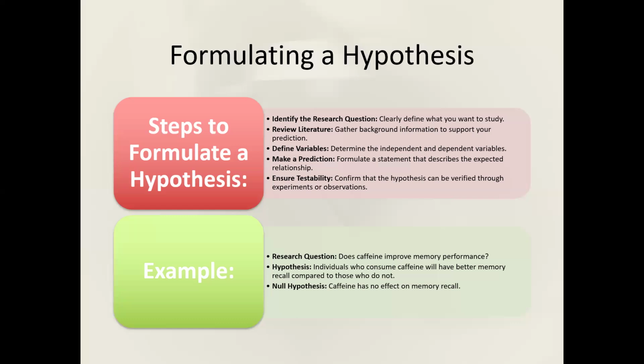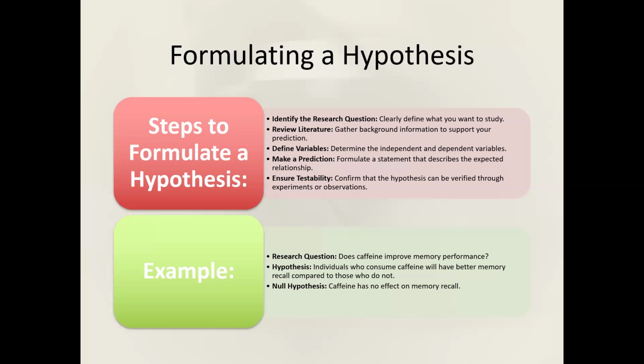Like in class 9, you all have studied, or in school we have studied, that there was a hypothesis about malaria, that the Anopheles mosquito causes malaria. That was a hypothesis. So you have to make that type of statement that will describe the expected relationship between two variables or many variables, and then ensure testability. And you have to confirm that the hypothesis can be verified through experiments or observation, and a hypothesis must be testable. So you cannot make a hypothesis that is not supposed to be tested in any type of situation, and say that this is my hypothesis. You cannot make such a hypothesis.